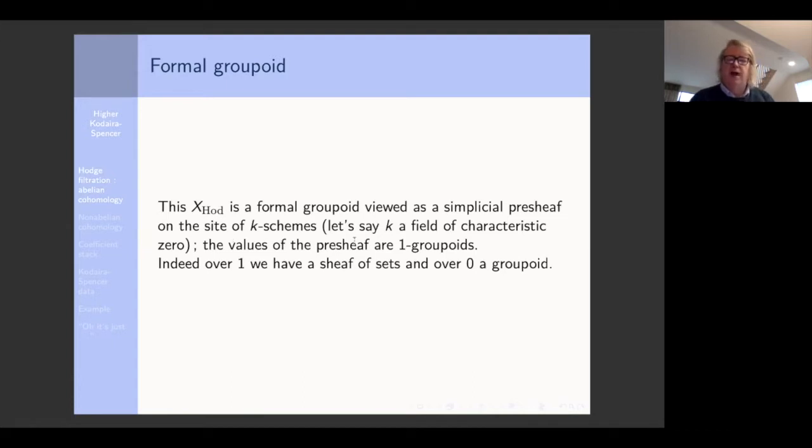And we can think of that as representing a simplicial presheaf on the site of K-schemes, such that the values of the presheaf are 1-groupoids. These are spaces whose fundamental group is something and which don't have higher homotopy groups. That's what 1-groupoid means. And in fact, over 1, we have a sheaf of sets, so it's a 0-groupoid. And over 0, we have a groupoid.